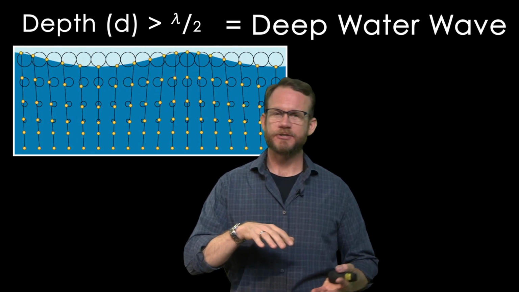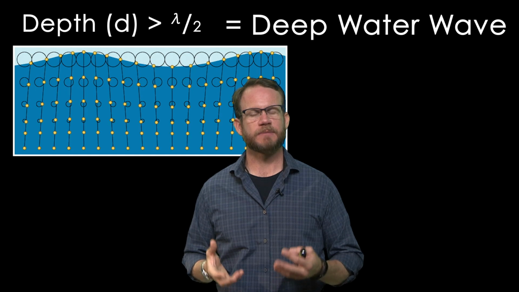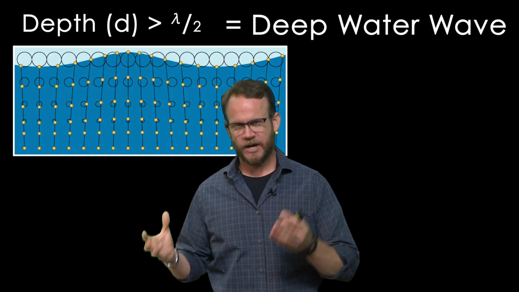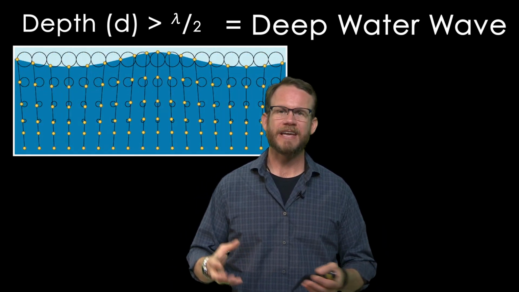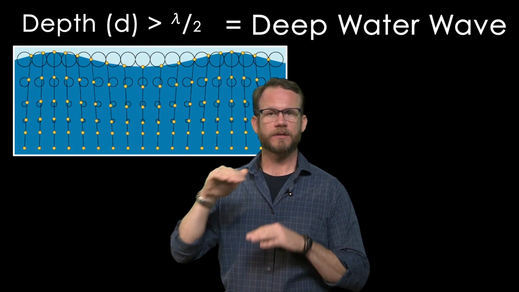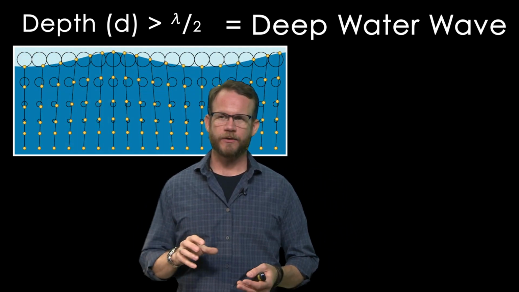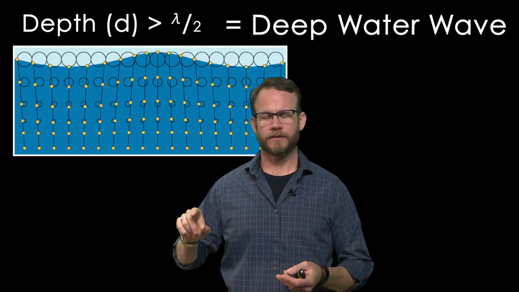What that means is if it's shallower than that, we'll get to our shallow water wave, but importantly, this doesn't necessarily mean deep water. So I'm going to talk about a deep water wave and a shallow water wave. It has more to do with the relationship of wavelength to depth, okay? So deep water wave, the water depth is greater than half the wavelength.